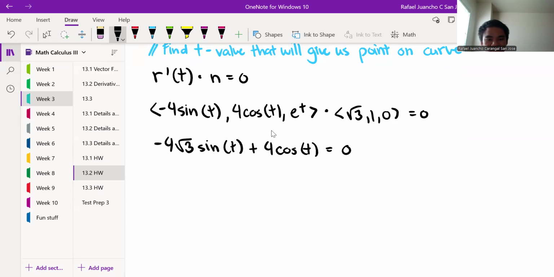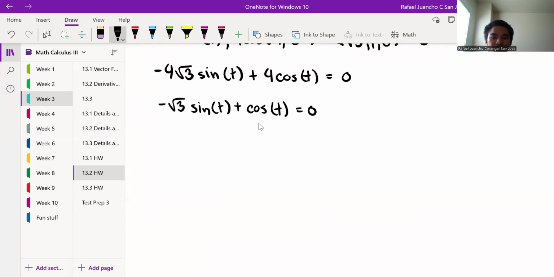This is tricky. So I could divide everything by 4. If I divide everything by 4, I get negative square root 3 sine of t plus cosine of t. Okay, and now what can I do? Well, I can put this to the other side. So I can say cosine of t is equal to square root of 3 sine of t.